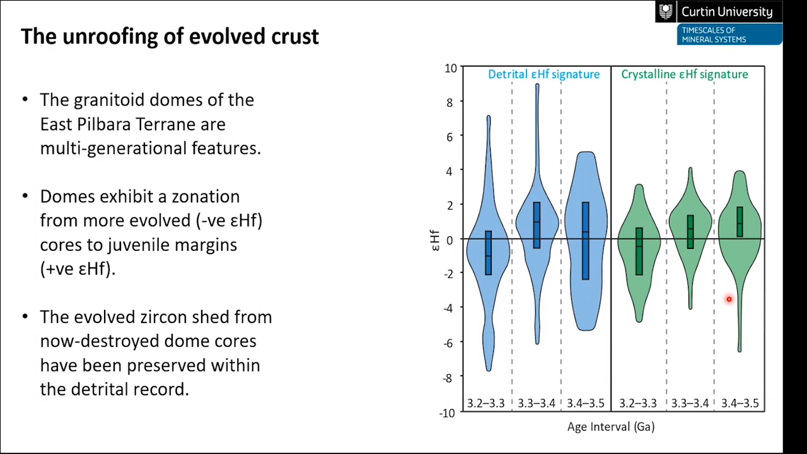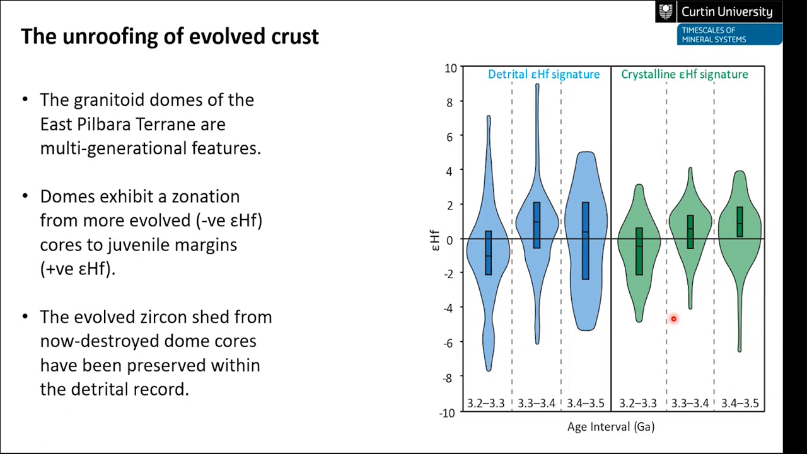This model fundamentally relies on the zonation of domes, which has been very well displayed by recent work in the Mount Edgar Dome by Gardner. And the spatial zonation of epsilon hafnium values we see in the domes is a function of melts becoming more evolved through the Archean, reflecting the increased reworking of earlier crust rather than juvenile material.